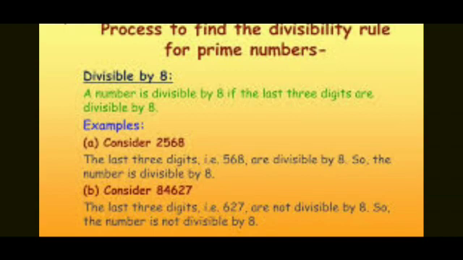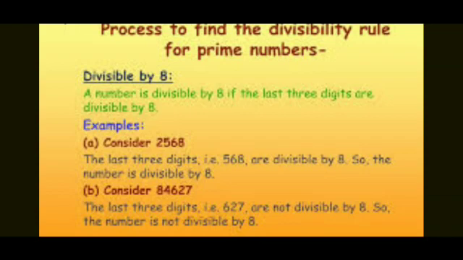For example, the number is 2568. So to check whether it is divisible by 8 or not, you want to do what? The last 3 digits. What are they? 568. If that 568 is divisible by 8, surely 2568 is also divisible by 8. 568 is divisible by 8. So 2568 is also divisible by 8.